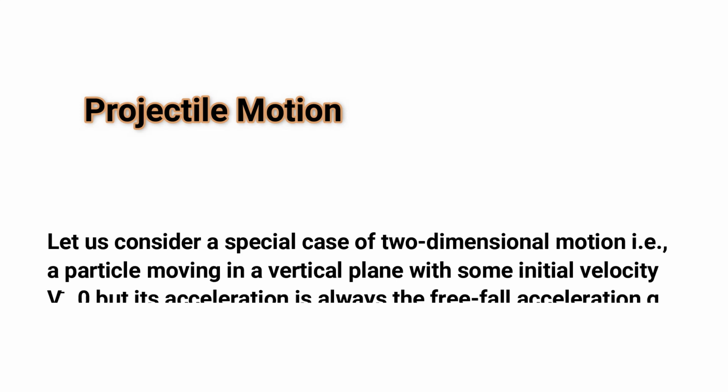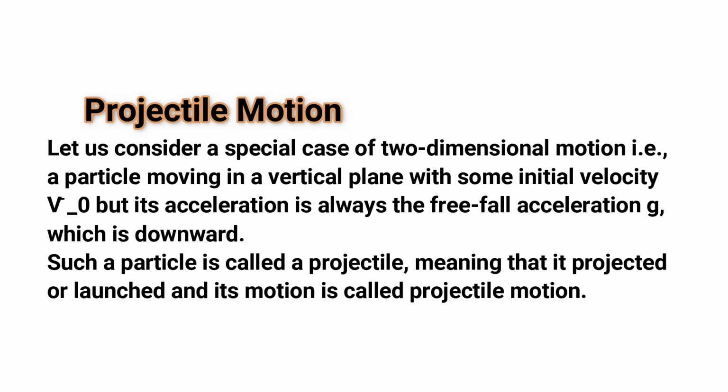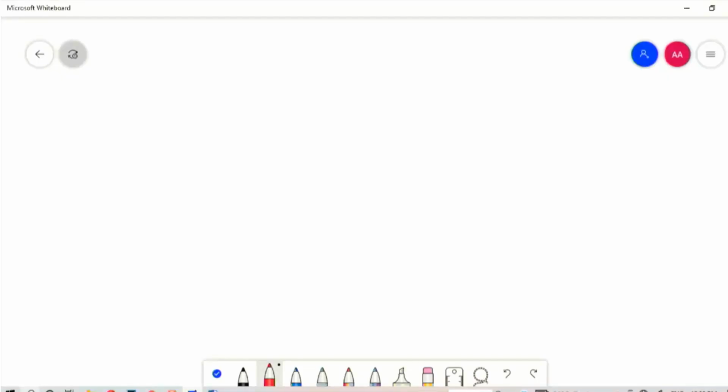Let's see projectile motion. Let us consider a special case of 2-dimensional motion, that is, a particle moving in a vertical plane with some initial velocity, but its acceleration is always free fall acceleration, which is g, which is downward. Such a particle is called a projectile, meaning that it is projected or launched, and its motion is called projectile motion. Let us look at figure 1 to explain this same projectile motion.